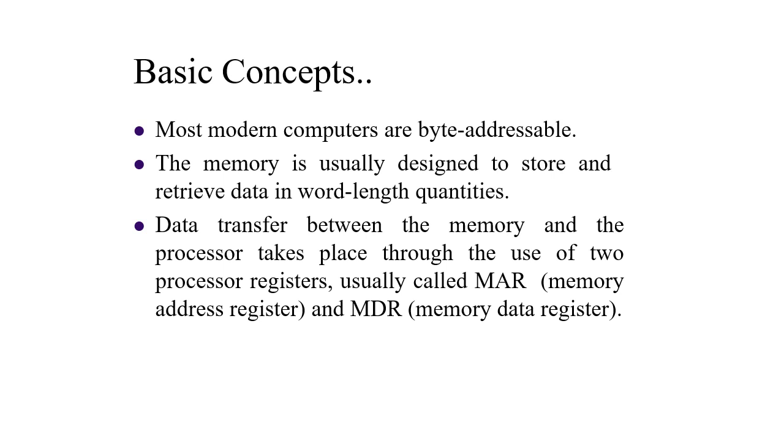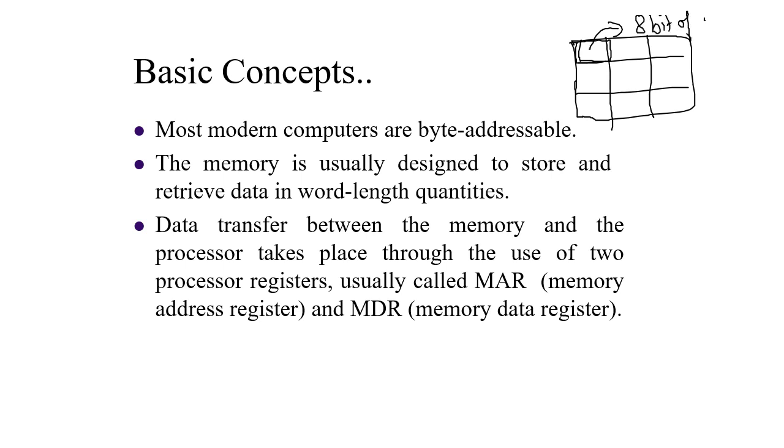In our previous slide, I said that we will have so many memory locations based on the size of the memory, and each location has a capacity to store 8 bit of information, or we can also call it 1 byte of information. In the same discussion, we also discussed that each byte will have one address.